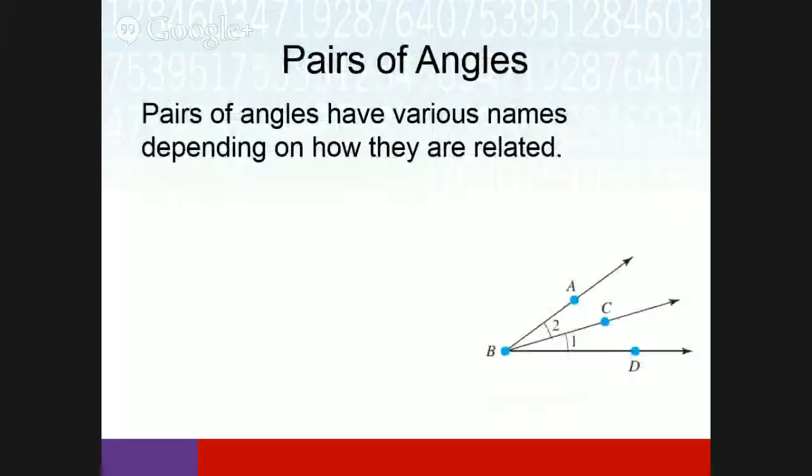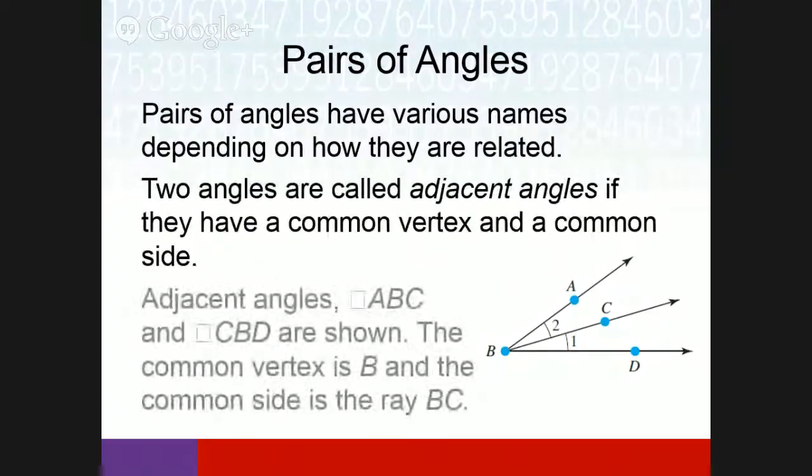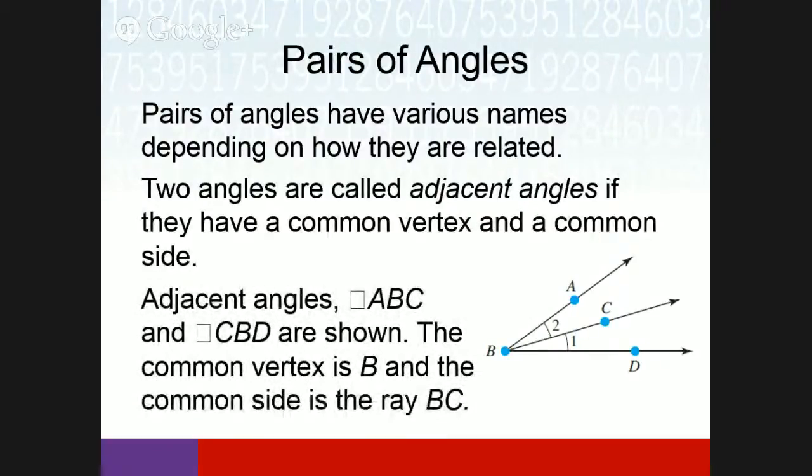Pairs of angles have various names depending on how they are related. If they share a common vertex and a common side, these are called adjacent angles. So here, this is just the definition of adjacent angles. Angles 1 and 2 are adjacent, right?